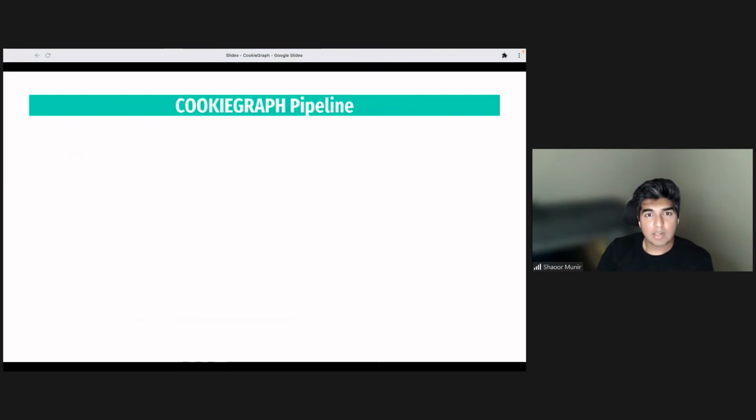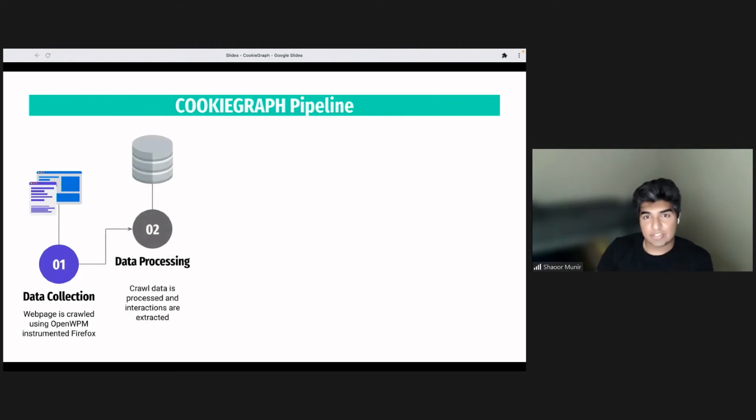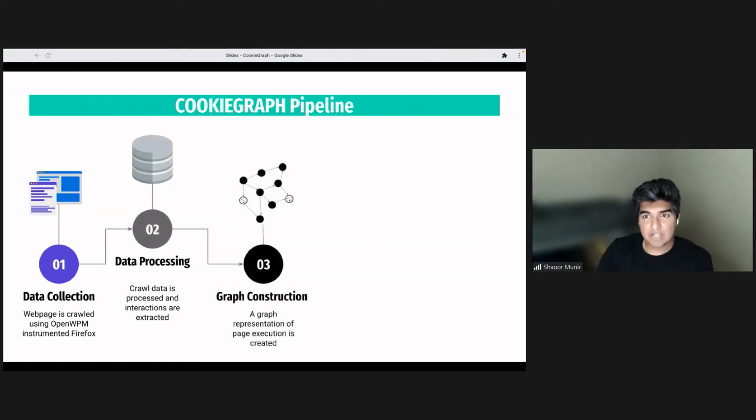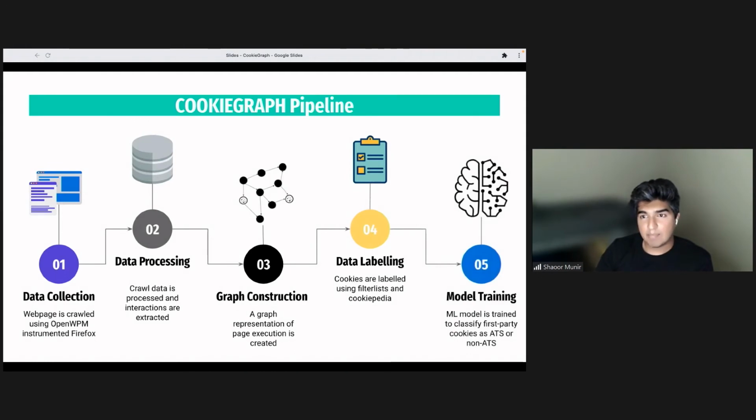To build that model, we first crawl 10,000 different sites using an instrumented Firefox browser. We collect interactions between different elements on the web page and extract the relevant features. We then create a graph representation of these features and interactions, which is then labeled by combining data from Cookiepedia, which is an online service collecting information about the purpose of cookies declared by the sites themselves, and filter lists, which label the setters of those cookies as either tracking or non-tracking. Finally, we feed this data to an ML model, which is then trained to classify if a given first-party cookie is tracking or non-tracking.